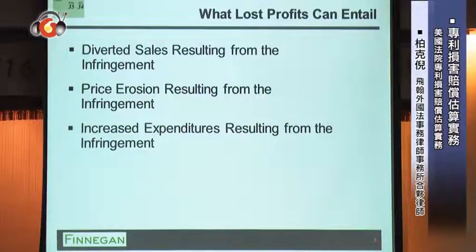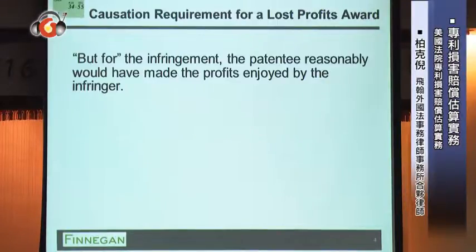And then the final category is increased expenditure. Maybe because of the competition from the infringer, the patent owner needs to advertise more. Well, there are costs associated with advertising. Maybe they need to hire more salespeople to get out there and try and convince the customers to stay. Maybe those salespeople have to travel more, to have face-to-face meetings with customers in order to try and convince the customer to not abandon the patent owner for the infringer. So all of these are real costs that patent owners suffer when there's infringement, and the courts try to be fair to the patent owner and let them try to recover these.